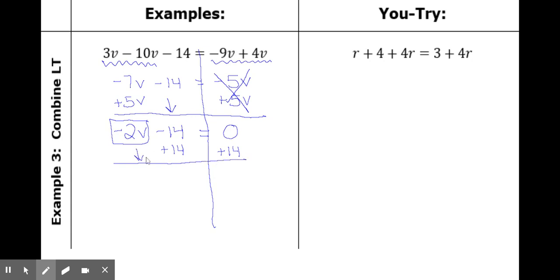So I drop down the negative 2v. My 14's cancel. And 0 plus 14 is just 14. To finish this off, I need to divide both sides by negative 2. V equals positive divided by a negative is a negative. 14 divided by 2 is 7.